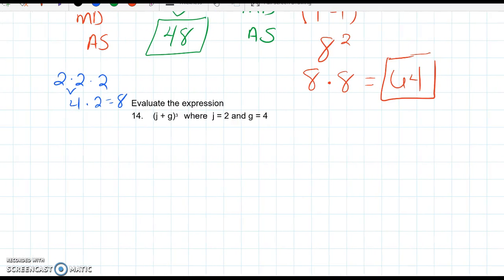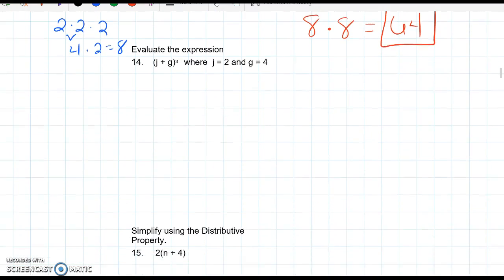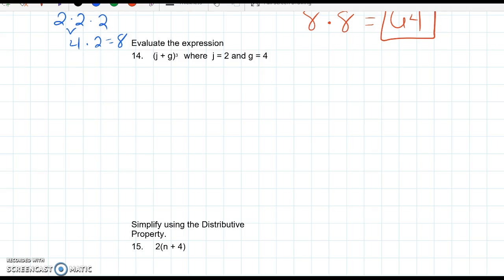Here's one of our last problems here. We have evaluate the expression for j plus g to the third power. The really cool thing about this, all we have to do is plug in what we know and solve. So wherever we see the j, we're going to plug in a 2, and wherever we see the g, we're going to plug in a 4. So I'm just going to rewrite this. 2 plus 4 to the third power.